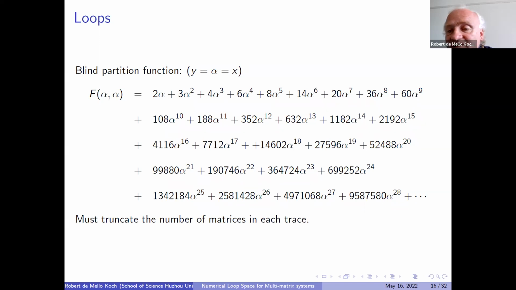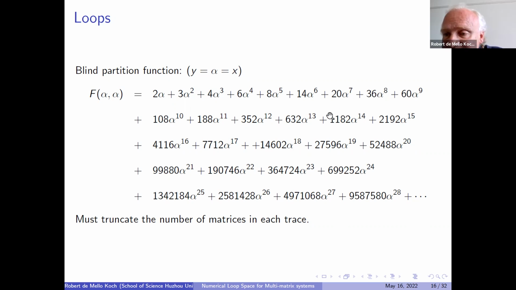What we're going to do is truncate so that we've got a maximum length. So for example, let's say we truncated to 4 matrices. Then we would want all loops of length 4, which is 6, all loops of length 3, which is 4, all loops of length 2, which is 3, and all loops of length 1, which is 2. So if we truncate to length 4, we have a total of 6 plus 4 is 10, plus 3 is 13, plus 2 is 15 loops to consider. So if you truncate at level.